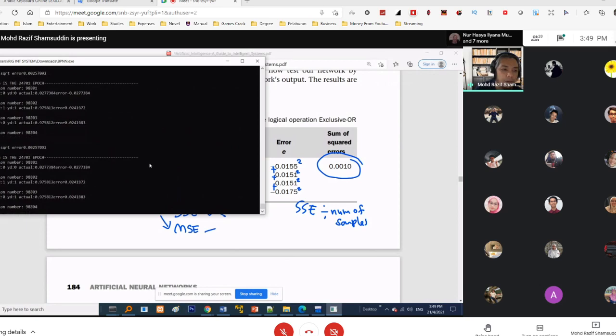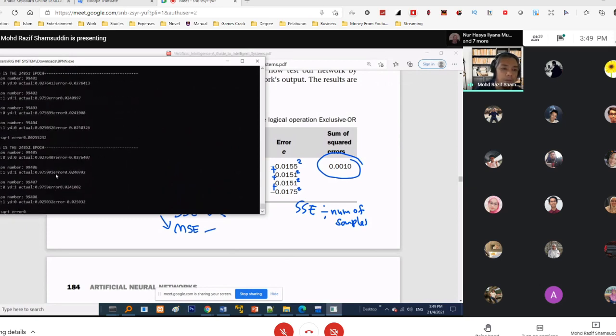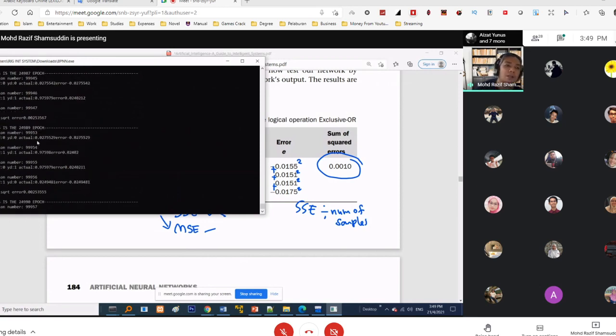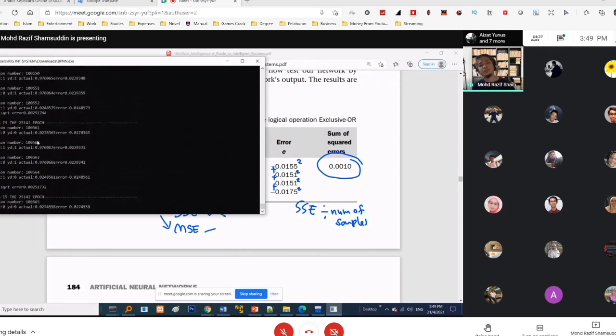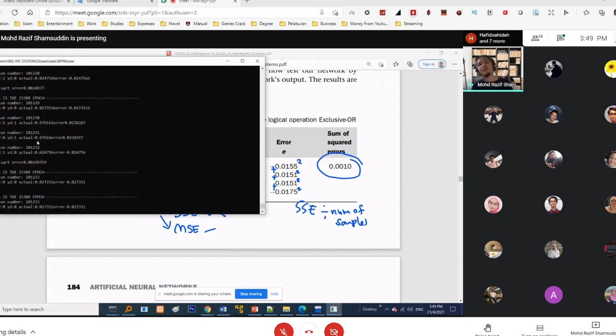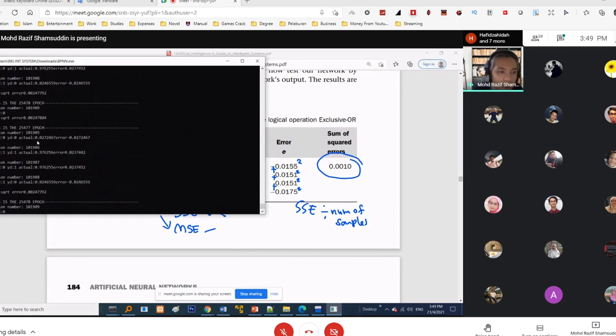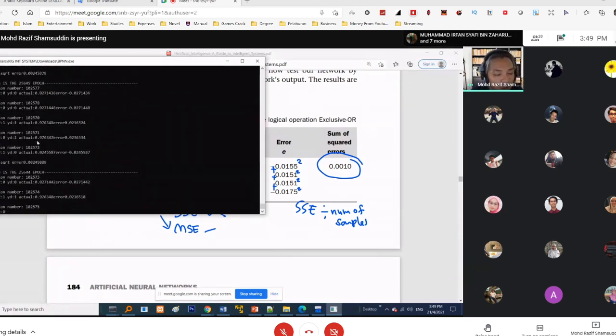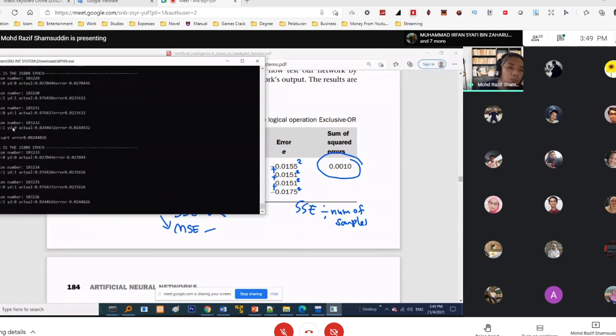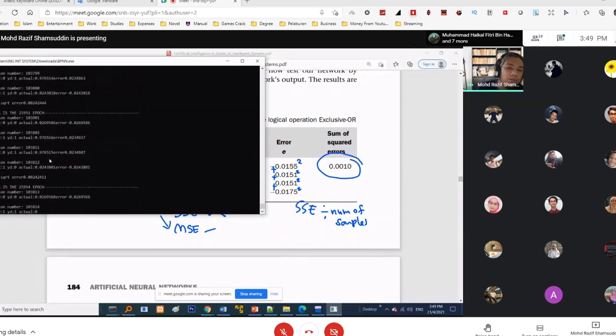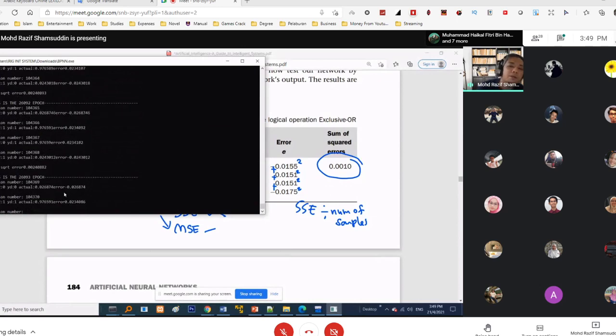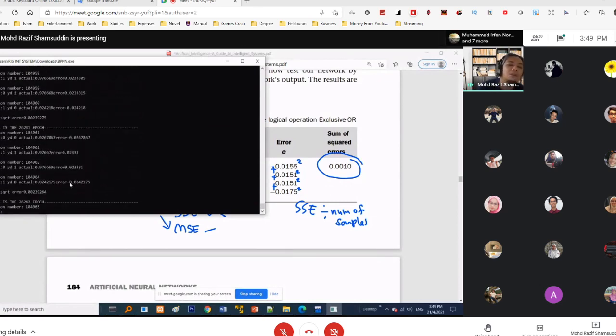Okay. So our program here, kalau kita tengok kat sini, tadi dia 0.004, kan? Now dia dah jadi 0.002. So it seems that the value has been reduced to a lower value lah. So it would take some time because I keluarkan all the output on every iteration.